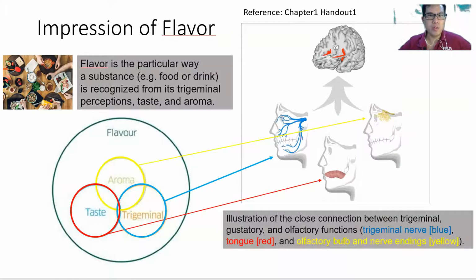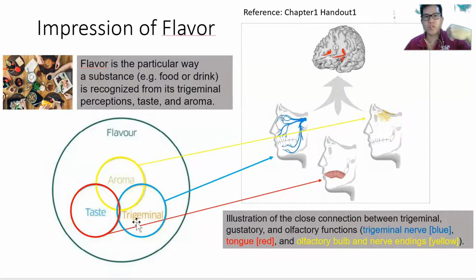Okay, so now look at the very important area, which is the definition of flavors. Flavor is the particular way a substance, for example food or drink, is recognized by the individual. This recognition is a combination of three areas. When you eat certain food, it comes from your tongue, from the smell, combined with what we call the trigeminal perceptions, which is when they touch the nerve inside, it gives you sensation.